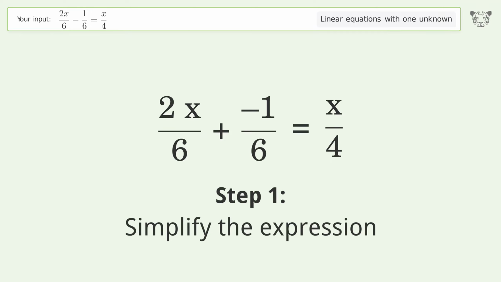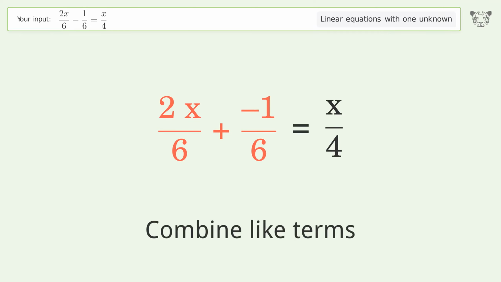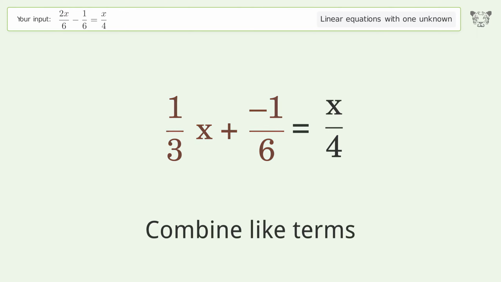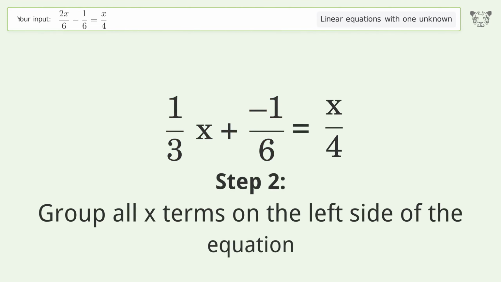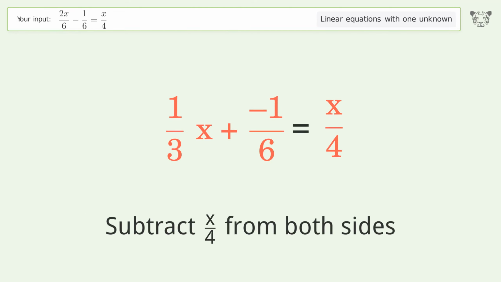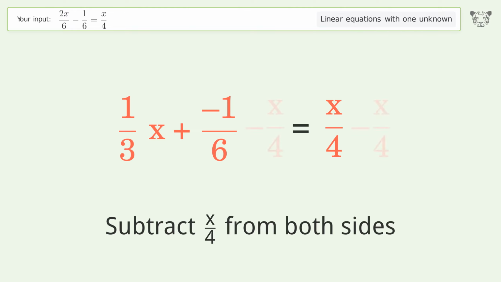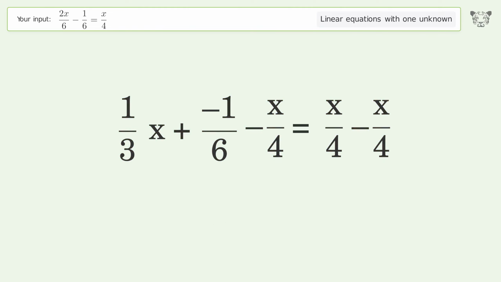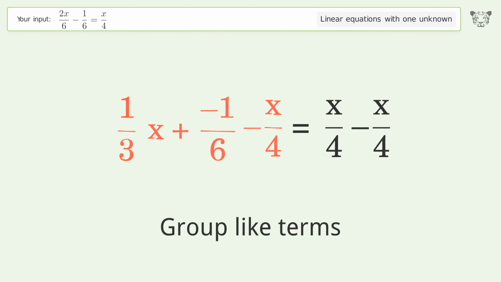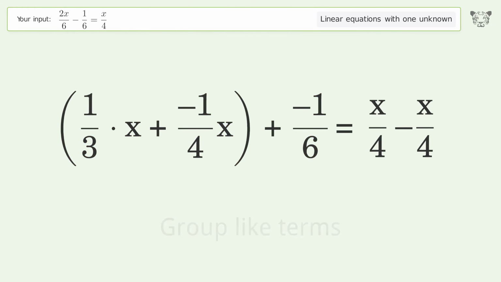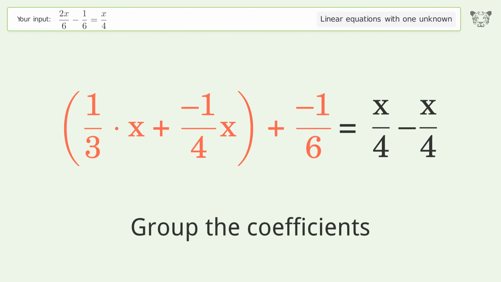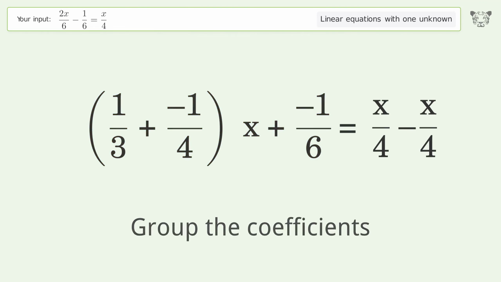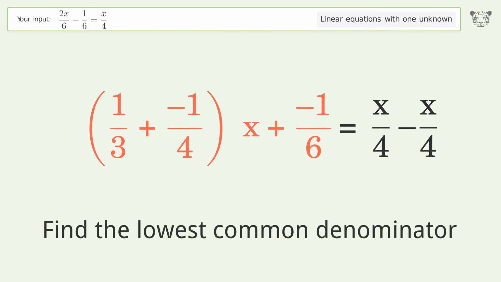Simplify the expression. Combine like terms. Group all x terms on the left side of the equation. Subtract 10 over 4 from both sides. Group like terms. Group the coefficients. Find the lowest common denominator.